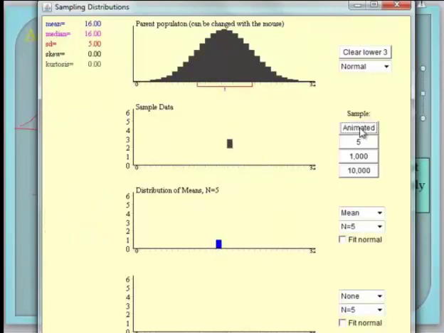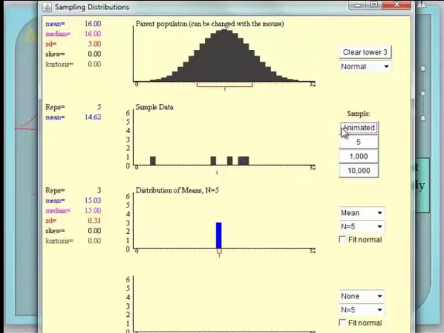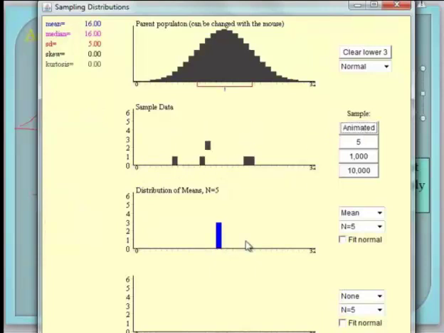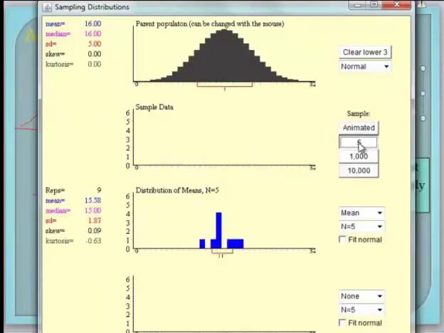Let's try again. Okay, another one. And one more. Oh boy, they're all plopping right on top of each other. I only got one that was really an outlier. Let's try again. Hopefully I'll get something different. Oh, I did. In fact, let's try doing 5 more. In fact, let's do 1,000.